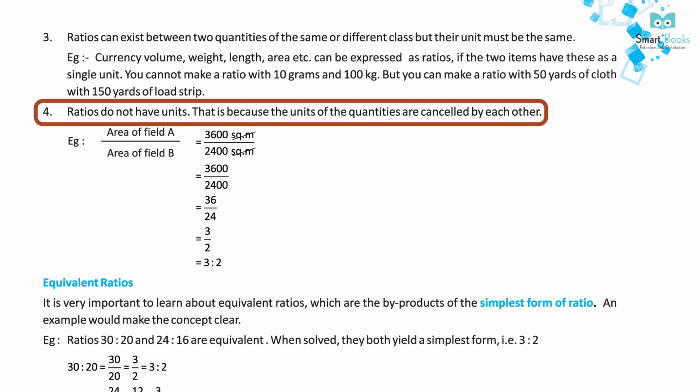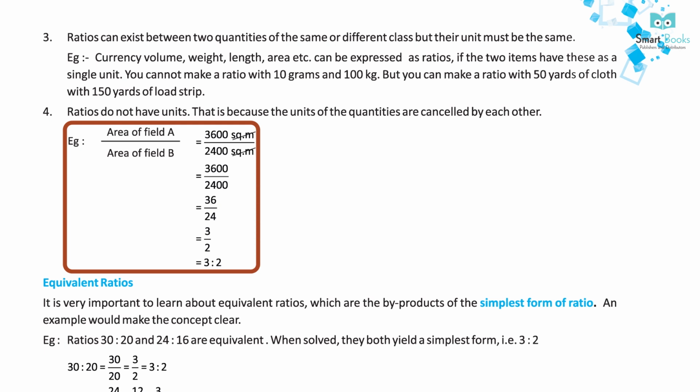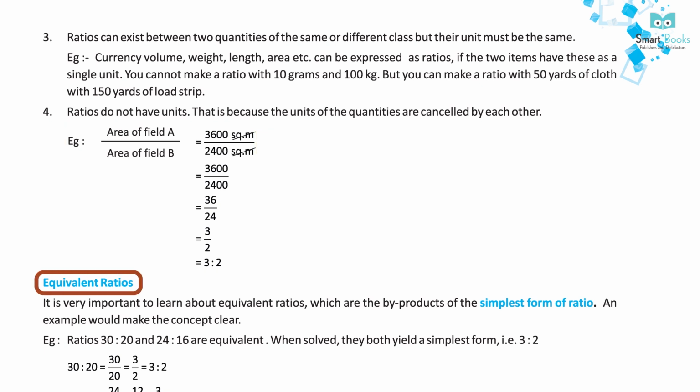Fourth, ratios do not have units. That is because the units of the quantities are cancelled by each other. Example, area of field A upon area of field B equals 3600 square meter upon 2400 square meter, equals 3600 upon 2400, equals 36 upon 24, equals 3 upon 2, equals 3 ratio 2.